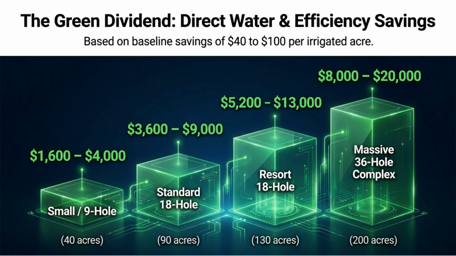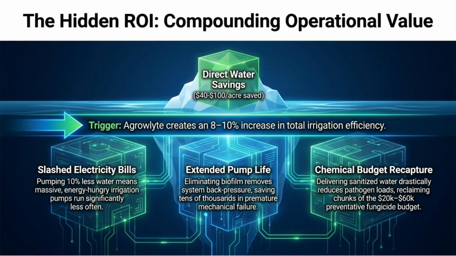The Green Dividend offers direct water and efficiency savings, ranging from $1,600 to $4,000 for a small course, up to $8,000 to $20,000 for a massive 36-hole complex, based on savings of $40 to $100 per irrigated acre. The hidden ROI provides compounding operational value by increasing total irrigation efficiency by 8 to 10%. This results in slashed electricity bills, extended pump life, and chemical budget recapture.